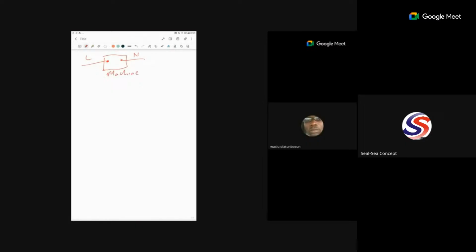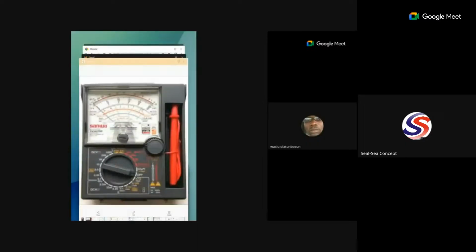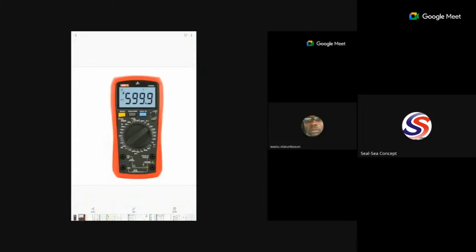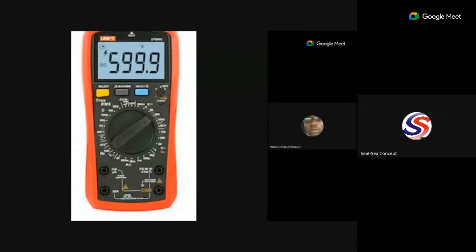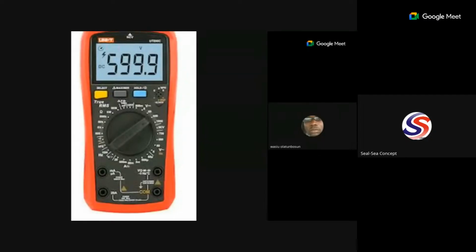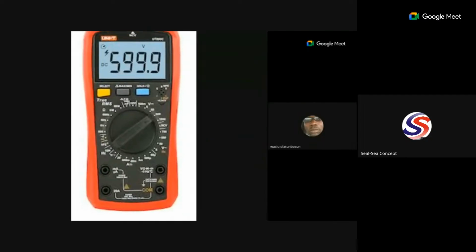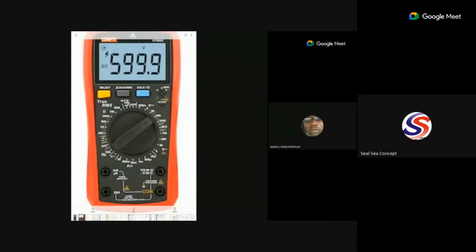So in your multimeter here, you can see V around here. So you can use it to test for voltage. That's why we call it a multimeter. Multimeter means that you can use it to test for multiple electrical parameters.